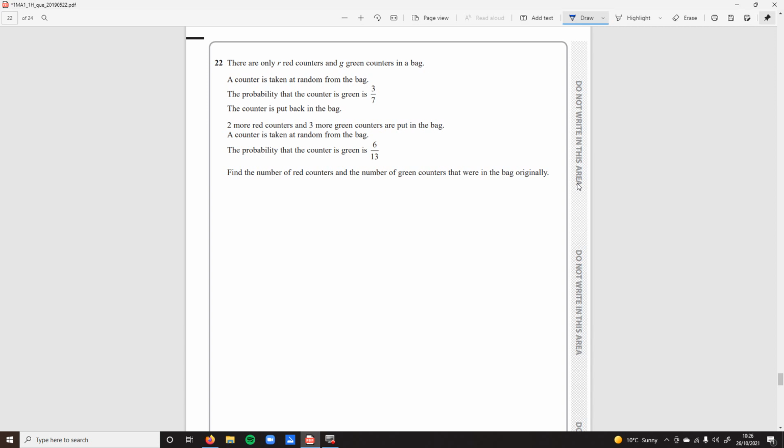Okay. I think we need a tree diagram going on here. So first pick, green or red. 3/7 versus 4/7. Counter is put back in the bag. Second pick. 2 more red counters. That's out, so there's 7 counters. 2 more red counters and 3 more green counters, and that was 12 counters.